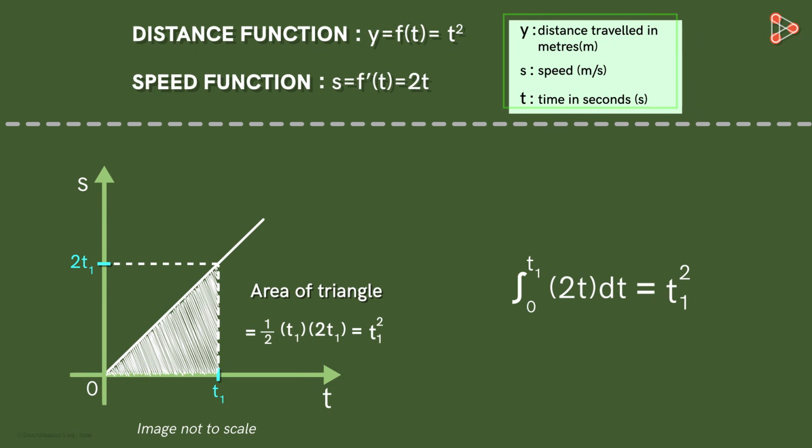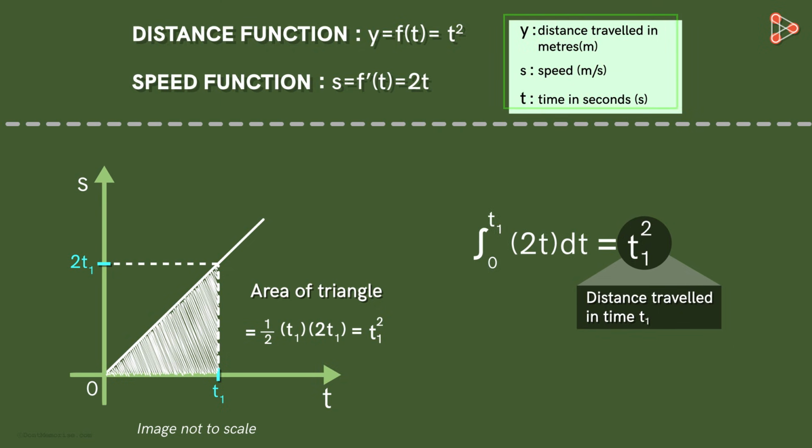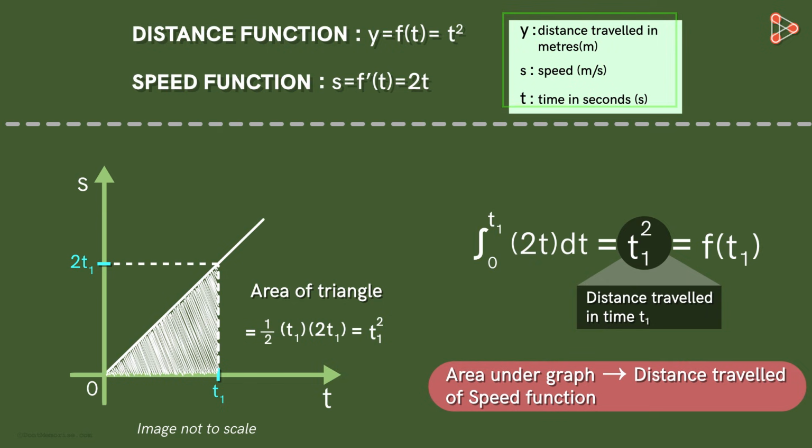But notice that according to this distance function, t1 squared is exactly the distance traveled in time t1. So what does this tell us? We see that the area under this graph tells us the distance traveled by the car. Since t1 is an arbitrary value of time t, this is true for any time instant t. So this integral is a function of time. This is the connection between integration and differentiation.